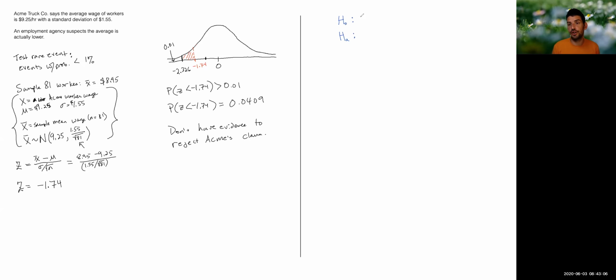This one, H naught, we can think of as the status quo, the thing that's accepted to be true. So for instance, in this case, this was mu is equal to 9.25. And H naught is always going to include equals. It could be equals, less than or equal to, or greater than or equal to, but it's always going to include one of those.